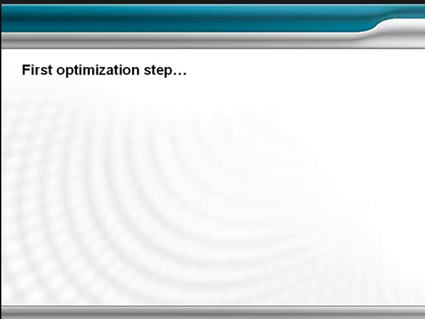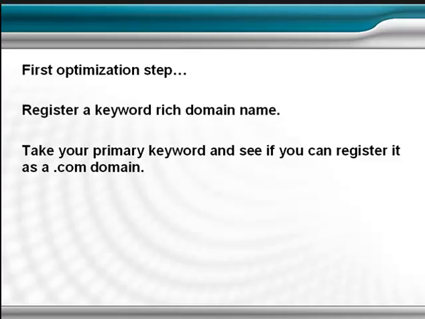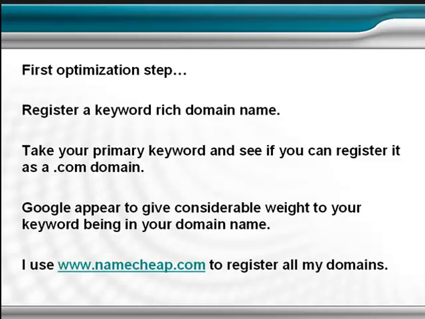So the first optimization step, which is quite an easy one, is register a keyword-rich domain name. So take your primary keyword, or one of your primary keywords that you've chosen, and see if you can register it as a .com domain. Google appears to give considerable weight to your keyword being in your domain name. This is not as true, I found, with Yahoo and MSN, but particularly with Google, if you have your keyword as your domain name, it gives you an instant boost in your rankings.